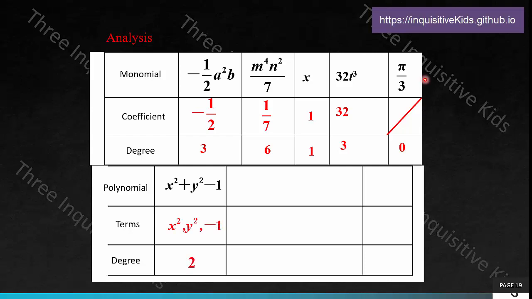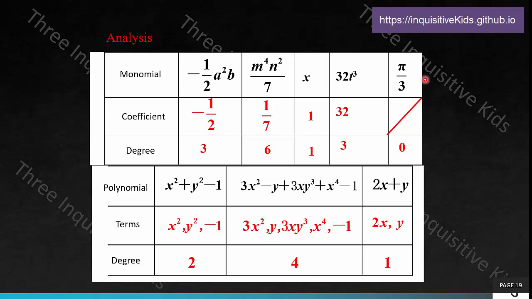First one, x squared plus y squared minus 1. Terms are x squared, y squared, and negative 1. Degree 2. Another polynomial. 3x squared minus y plus 3xy cubed plus x to the 4th power minus 1. Terms are 3x squared, y, 3xy cubed, x to the 4th power, and negative 1. Degree 4. Last one.